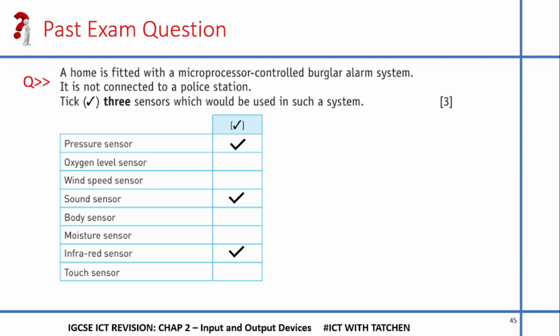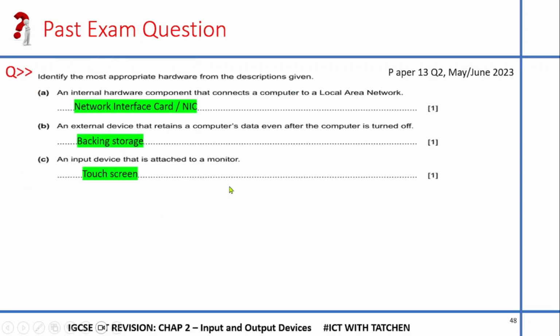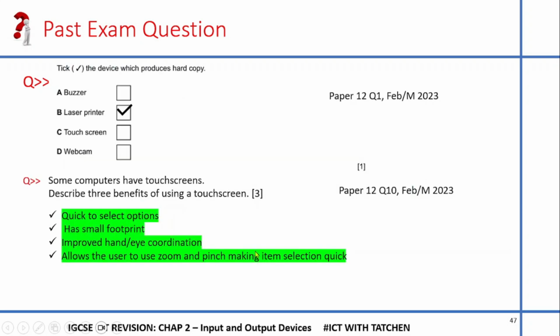And yeah, the next thing is past exam questions. State whether the following statements are true or false. Answers to a multiple choice examination paper can be read using an optical mark reader. So is it true? Is it false? It's true. A PIN is stored on the magnetic stripe on a credit card. That's not true. The chip on a credit card is read by a PIN reader. That's true. An RFID chip can be used to track stock. Yes, we mentioned that before.